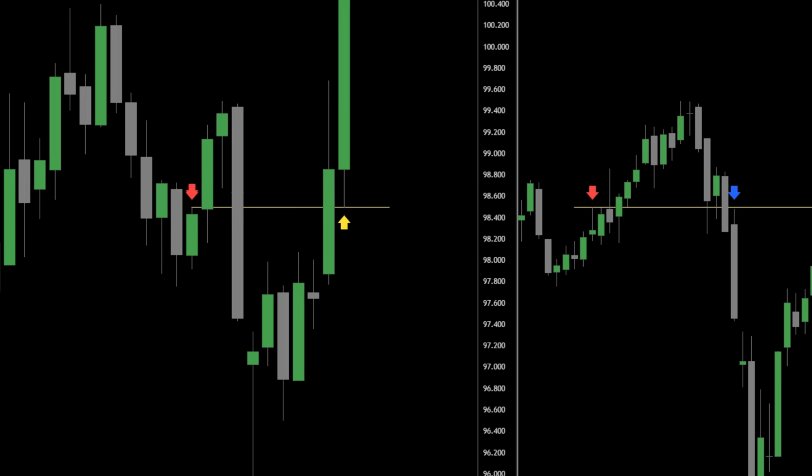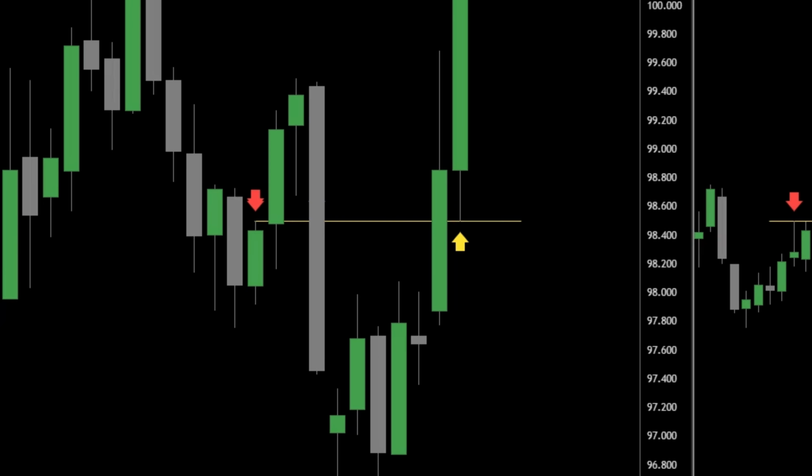Let's start with the weekly chart. The red arrow marks a weekly fair value gap, which is an imbalance created when price moves aggressively in one direction. In this case, price previously moved down quickly, leaving behind an inefficient area where not enough trading occurred. Markets often return to these imbalances to rebalance price. When price finally revisited this weekly gap, it completed that rebalancing process.